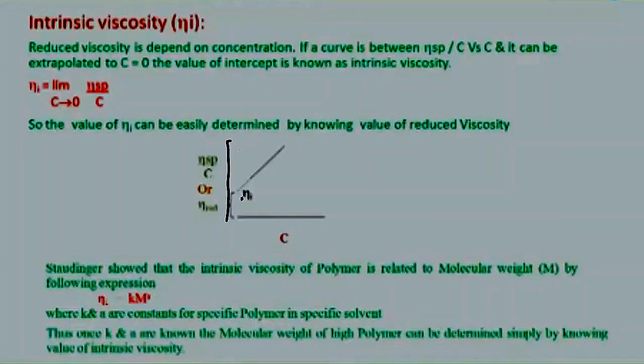Staudinger showed that the intrinsic viscosity of a polymer is related to molecular weight by the relation eta I is equal to K into M raised to power A, where K and A are constants for a specific polymer in a specific solvent. Thus, once K and A are known, the molecular weight of the high polymer, that is capital M, can be determined simply by knowing the value of intrinsic viscosity.